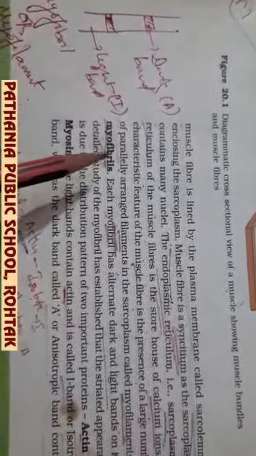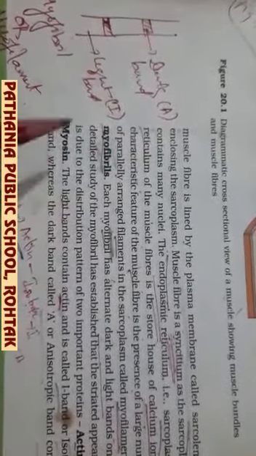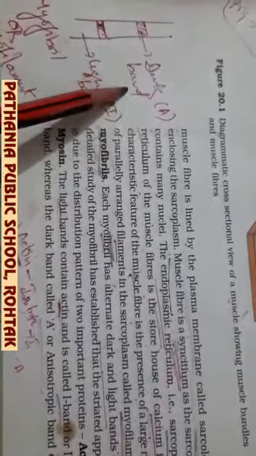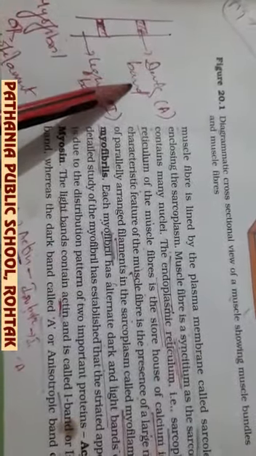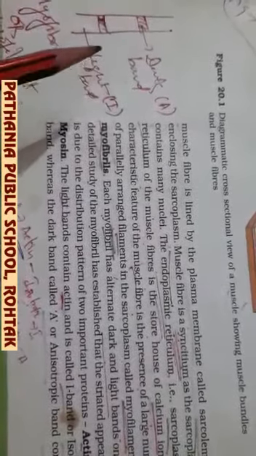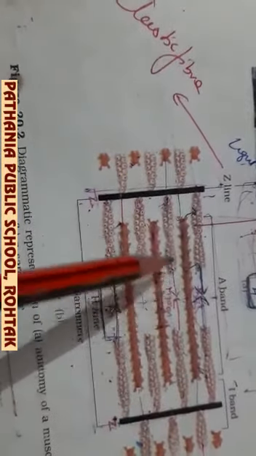And these myofibrils and myofilaments are made up of actin and myosin protein. These dark bands are made up of thick filaments, which are made up of myosin protein. And light bands are made up of thin filaments, which are made up of actin protein. This is the diagram of thick filaments and thin filaments.